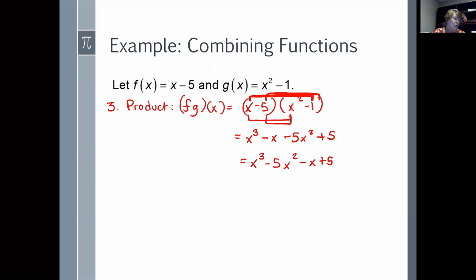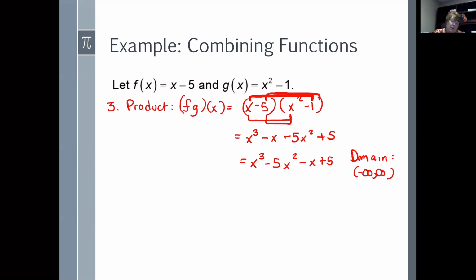All right, so now looking at this, what's the domain of this function? Well, this function does not contain a square root. It doesn't contain a fraction with an x in the denominator. So the domain of this function is the set of all real numbers. There's nothing I cannot plug in for x. I can substitute any real number in for x.